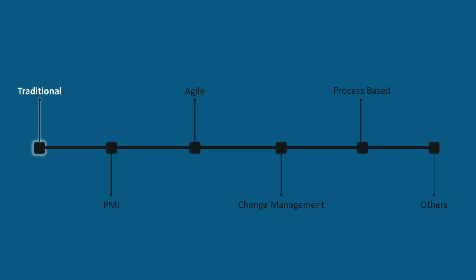So let's get started with this. This is the flow in which we'll be covering these methodologies. We'll start with traditional ones. We'll cover the PMI one. Then we'll talk about agile methodologies. We'll move on to the change management methods and then process-based methods like Lean and Six Sigma. And then we'll close it by covering PRISM and some of the other methods that we mentioned.